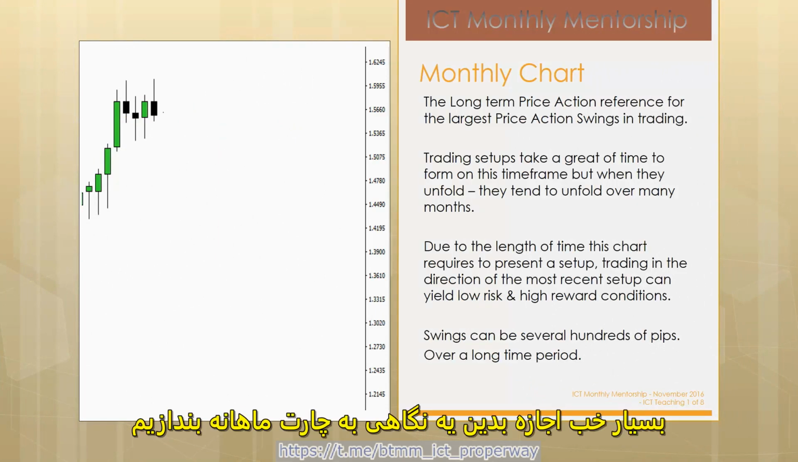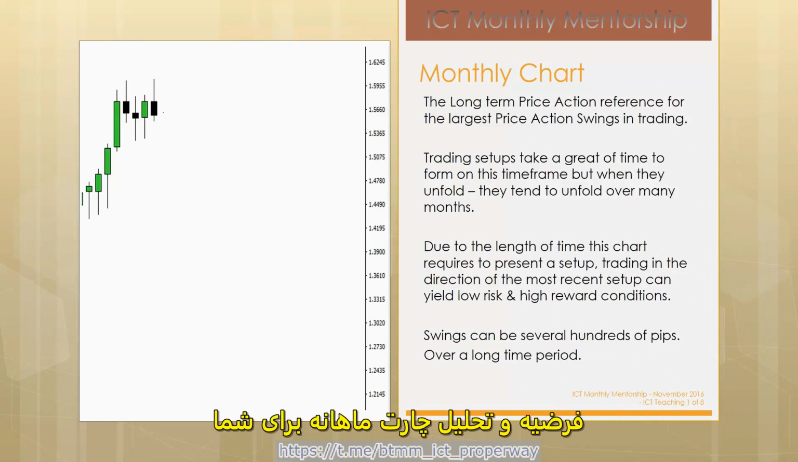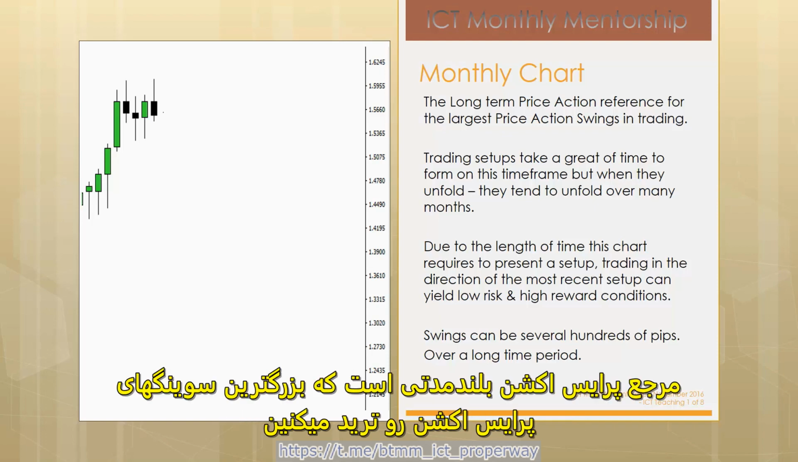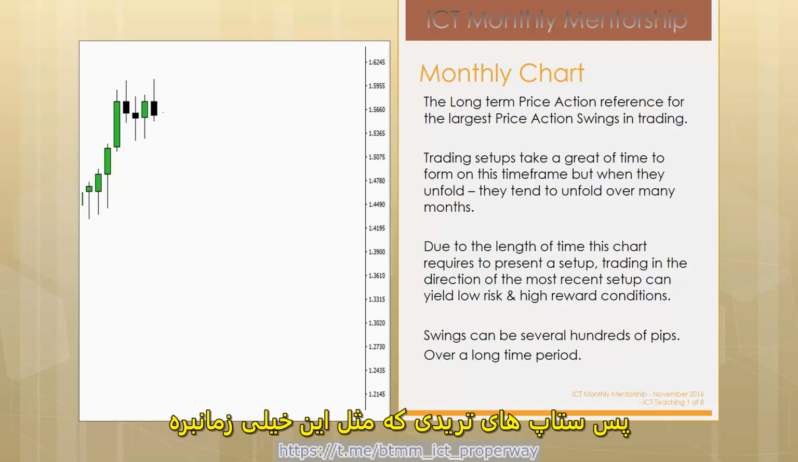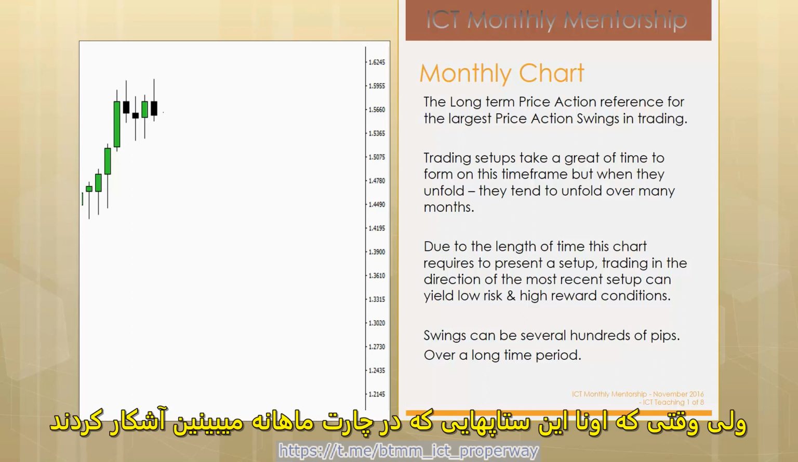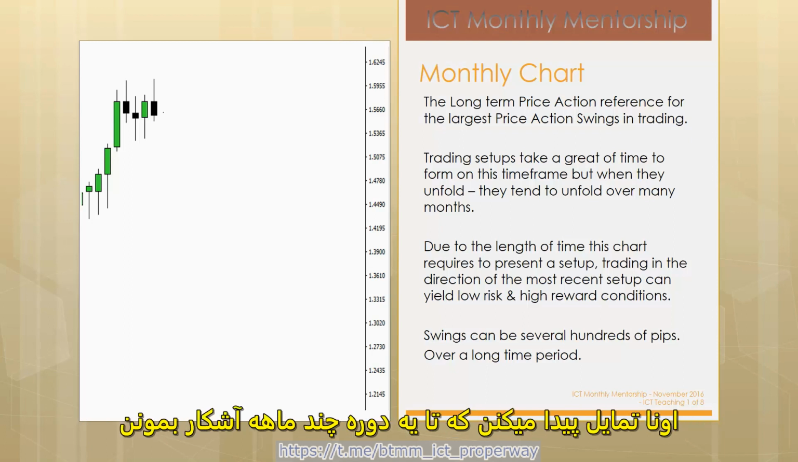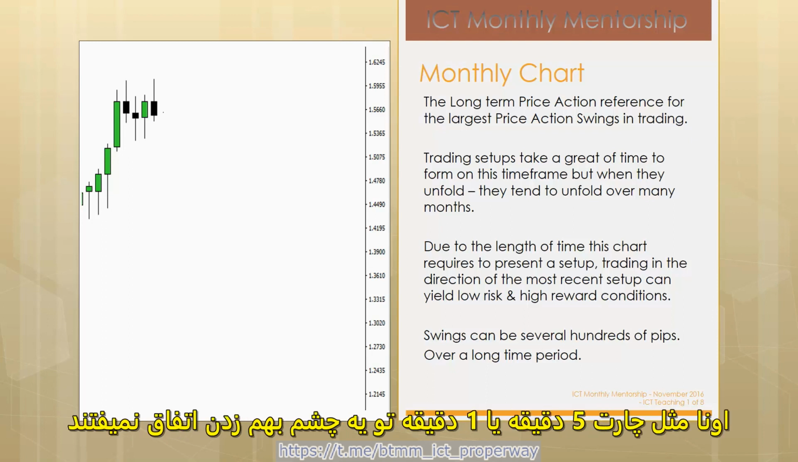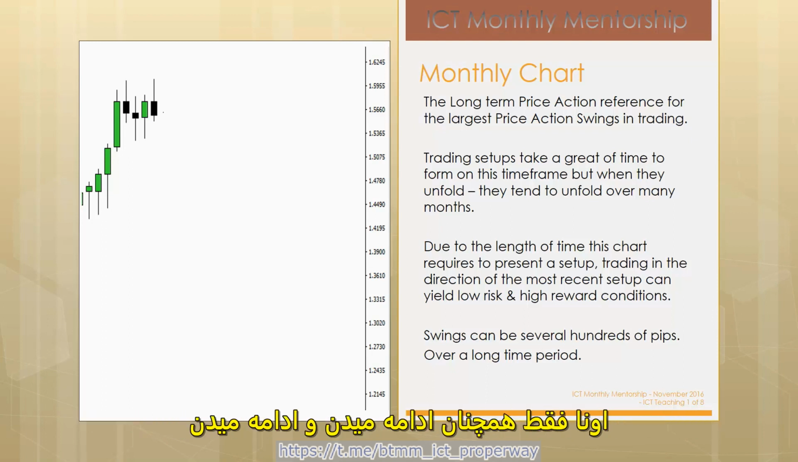All right, so let's take a look at a monthly chart, okay? And the monthly chart, its premise or its influence in your analysis is it's the long-term price action reference for the largest price action swings in trading. Now, trading setups that take a great deal of time like this, they form in a time frame that most people can't bring themselves to trade. But when they unfold, these setups that you see in the monthly chart, they tend to unfold over a period of many months. They don't just happen like little blips on a 5-minute or 1-minute chart. They just go on and on and on.